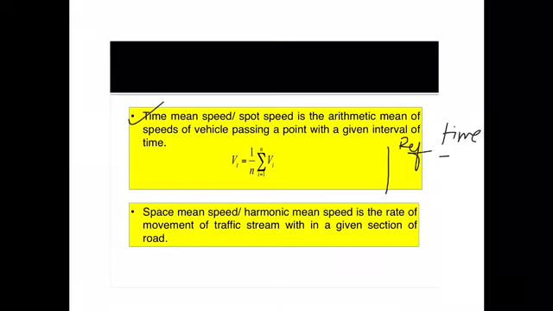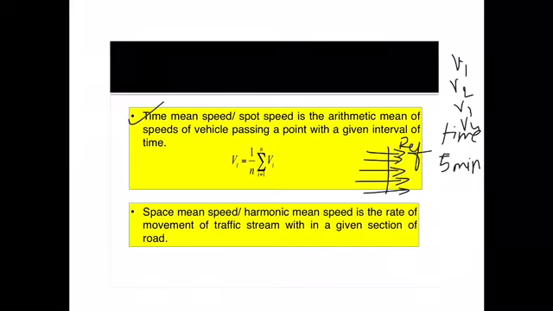Let me take a duration of 5 minutes. In a duration of 5 minutes, whatever vehicle passes the reference point, note down the speed of all the vehicles. Let the speed of the first vehicle be V1, then V2, V3 and V4, continuing for n, the number of vehicles that have crossed that particular point. Then take the average of all of them, which measures the time mean speed.